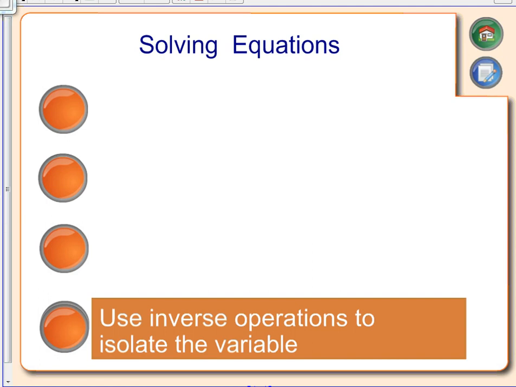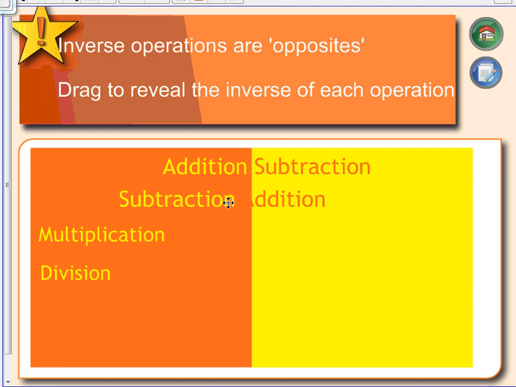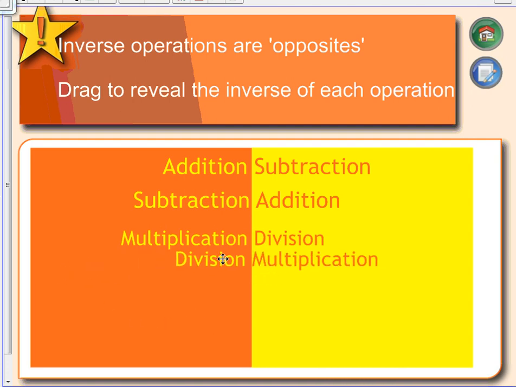Now, what I mean by inverse operations is I'm talking about the opposites. When I'm referring to addition, the inverse operation would be subtraction. The inverse operation of subtraction is addition. Multiplication is division. And if you haven't already guessed, division is multiplication. So when we're using the inverse operations, in order to get the variable by itself, we often need to do the opposite of what's being done.